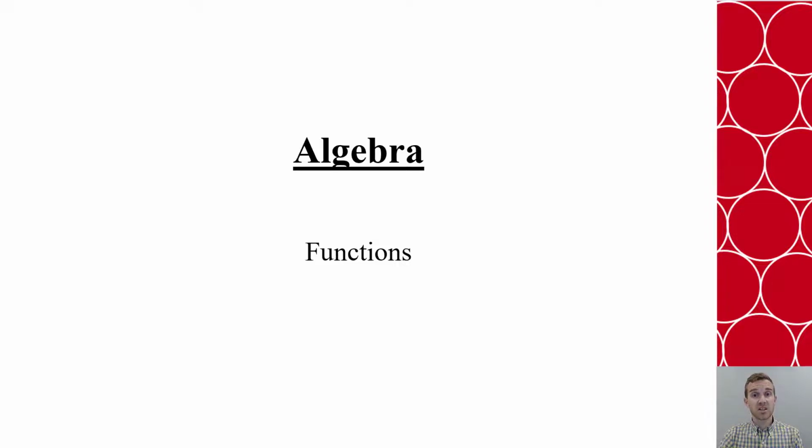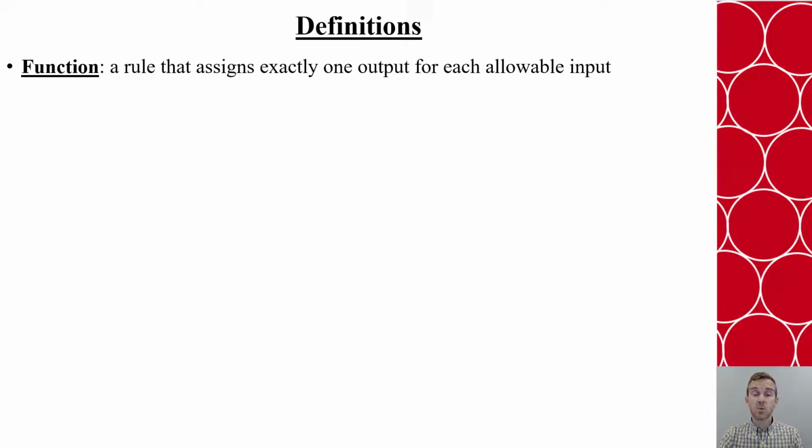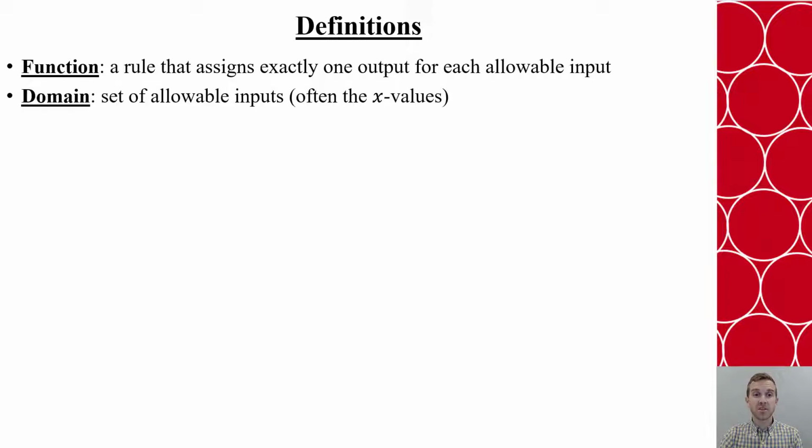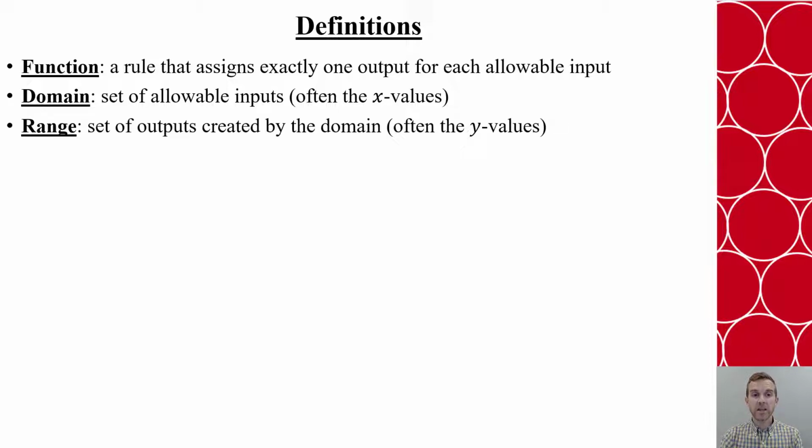In this video, we'll discuss functions. Now, a function is a rule that assigns exactly one output for each allowable input. The domain represents our allowable inputs, which are our x values, and the range is the outputs created by that domain, which we consider the y values.